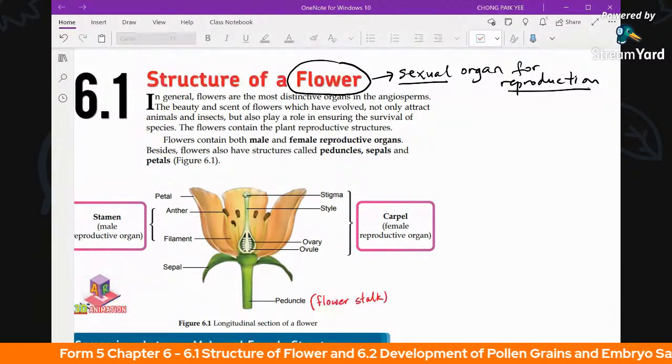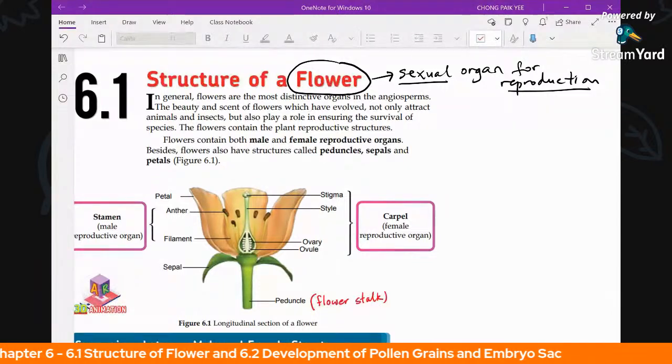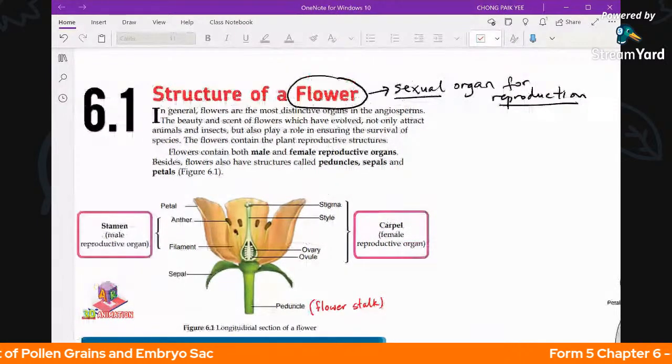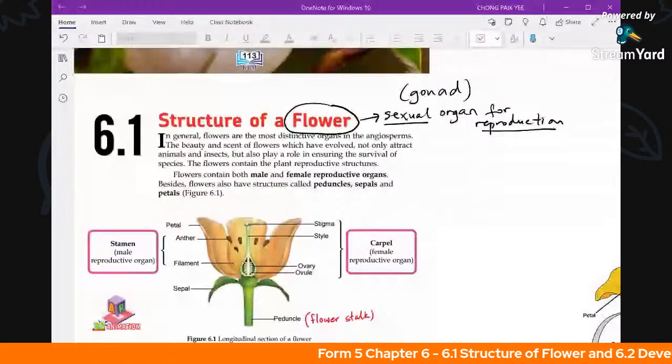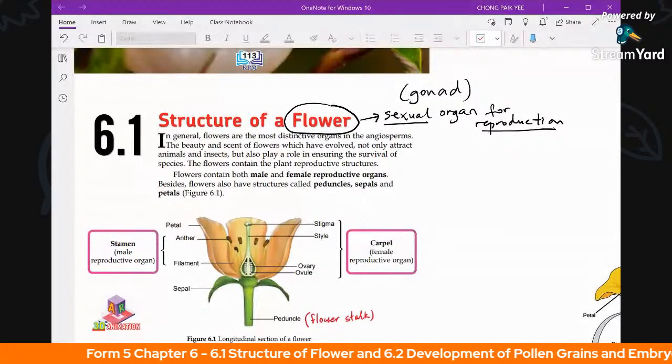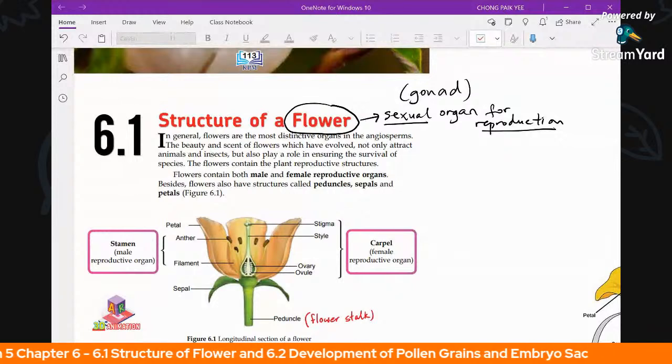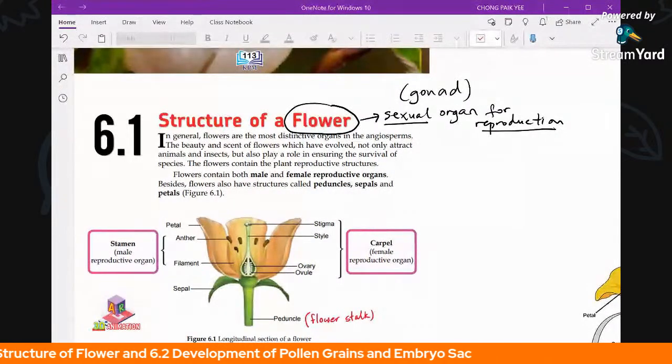Humans have the testes and the ovary. These are the sexual organs. The general word here is gonad. When you see the word gonad, it means sexual organ. For humans, it will be testes and ovary. For the flower, you will have the ovary and also the anther.